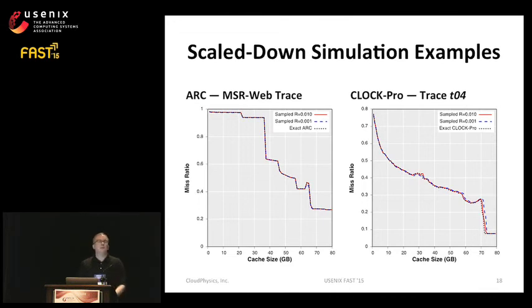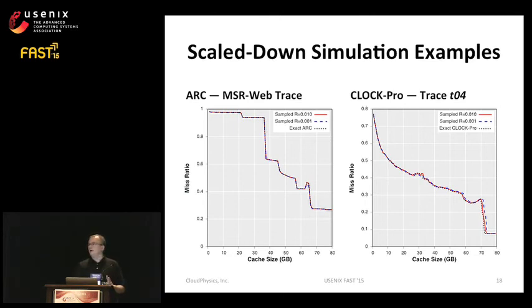On the left, we see an MRC for the MSR web trace using the ARC algorithm, and we're plotting results of 64 simulations for each curve. On the right, we see an MRC for customer trace TO4 using ClockPro for 100 simulated sizes. In each case, the exact curve is shown in black, the 0.01 sampling rate in red, and 0.001 in blue. As with SHARDS, the approximate and exact curves are nearly indistinguishable. The MAE is well below 0.01 in all cases.